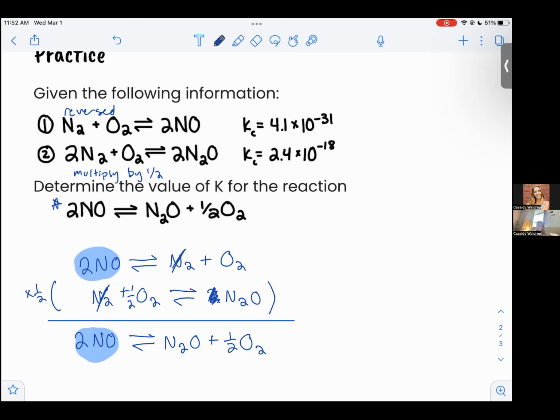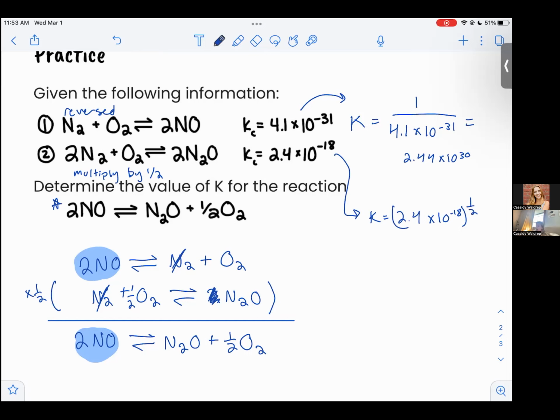So up here with equation number 1, I reversed my equation. So for my new K value, remember when I reversed the equation, I put it all over 1. So there we go. And when I do that, you should have gotten 2.44 times 10 to the 30th. With my second one, I multiplied by 1/2. So remember, when we multiply by 1/2 or multiply by anything, we raise the K value to whatever we multiplied it by. So 1/2. When you do that, you should get 1.55 times 10 to the -9th.